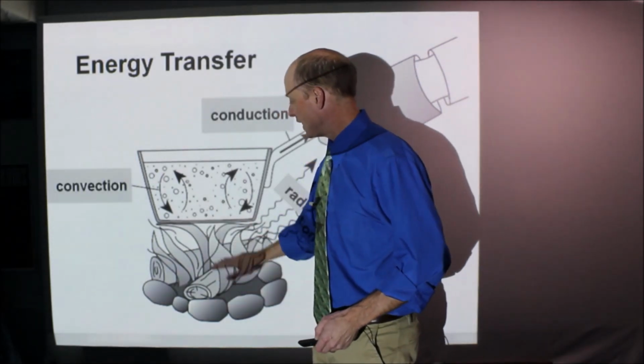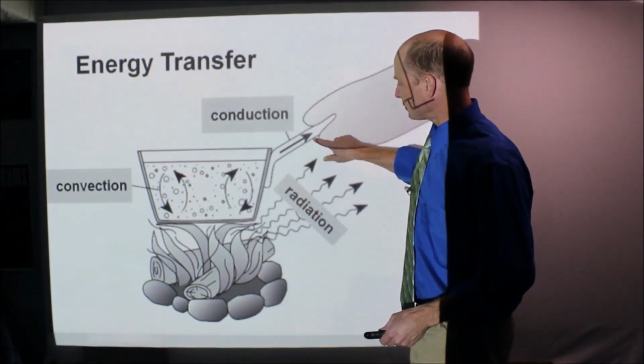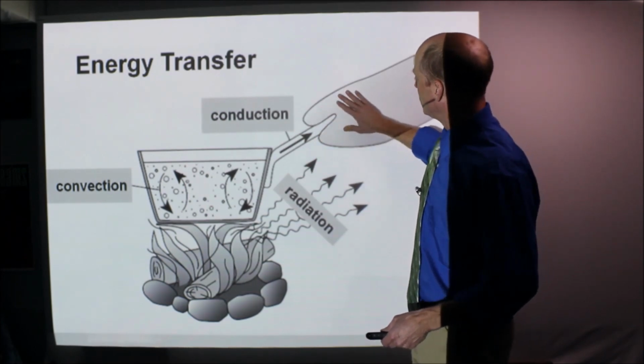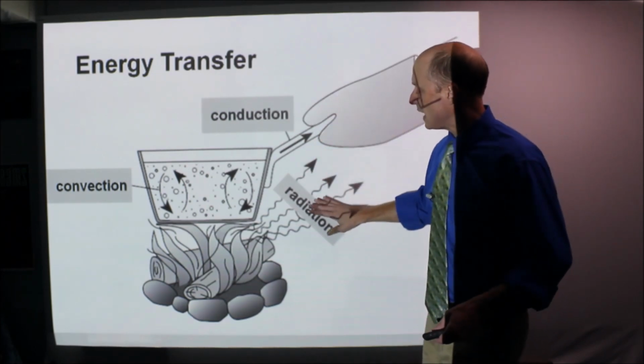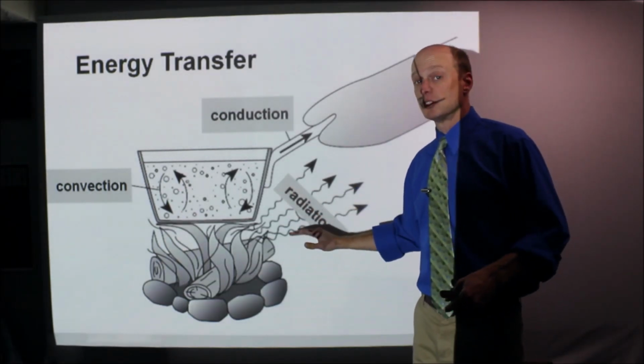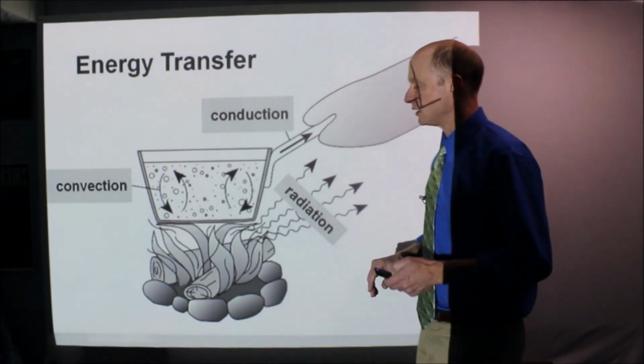It's trying to show there's a flame here. It's trying to show the water in the pot moving. Conduction is if you touch the handle with, in this case, a pot holder hand. And radiation is energy given off in the form of waves. So if you stand near a fire and you can feel the heat coming off, that's usually radiation. So let's get into these.